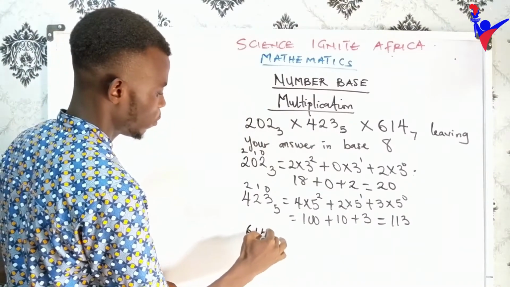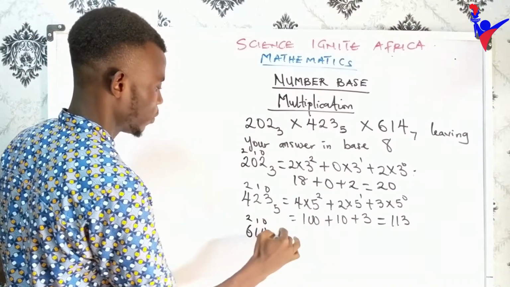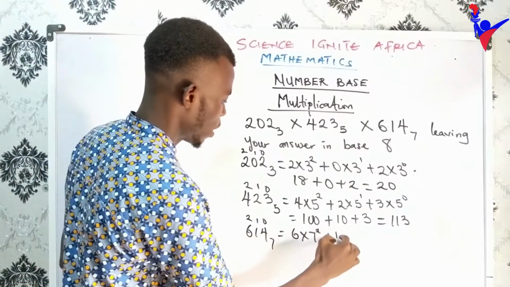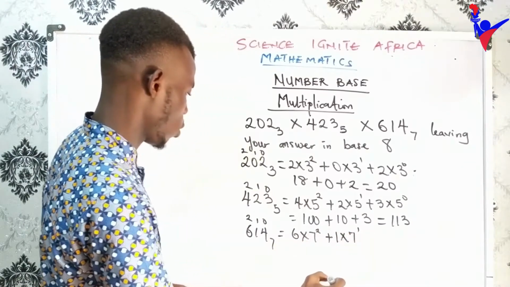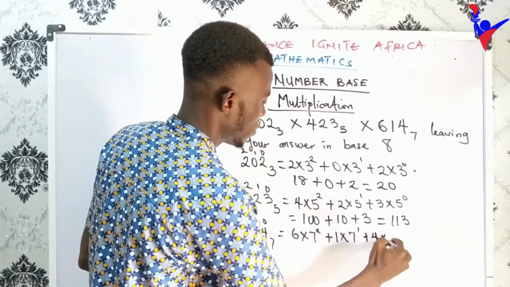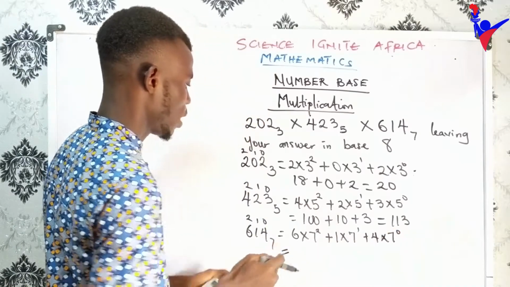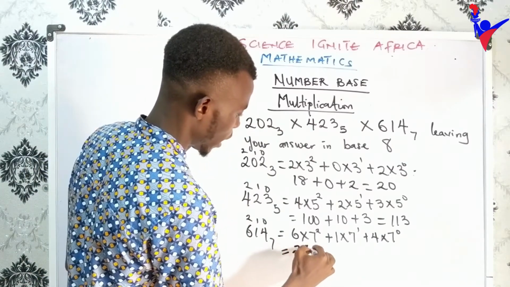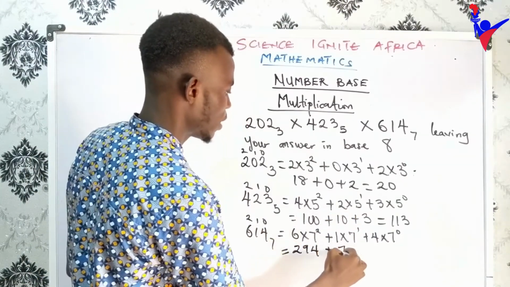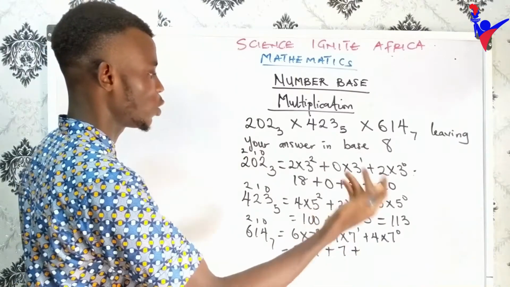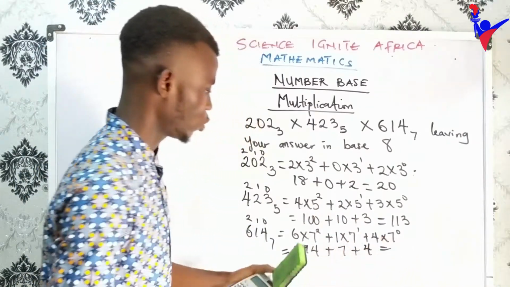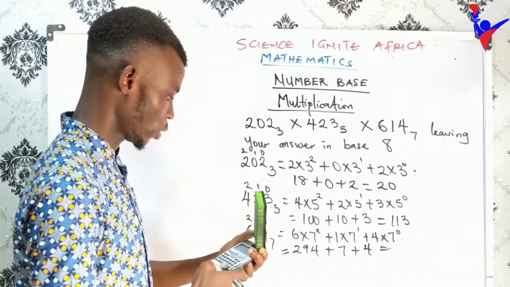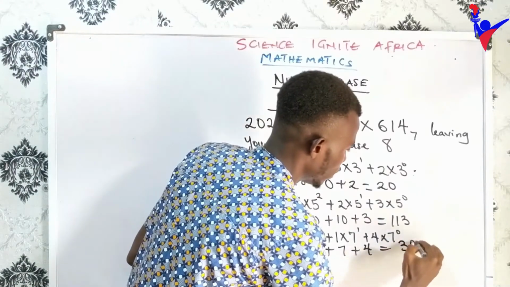And the last one, which is 614 base 7. Then this becomes 6 multiplied by 7 raised to the power of 2 plus 1 multiplied by 7 raised to the power of 1 plus 4 multiplied by 7 raised to the power of 0. 7 raised to the power of 2 gives us 49. 49 times 6, then we have 294, plus 1 multiplied by 7, that is 7, plus 4 times 7 raised to the power of 0, which is 1, so we have 4. Altogether, we have 305.